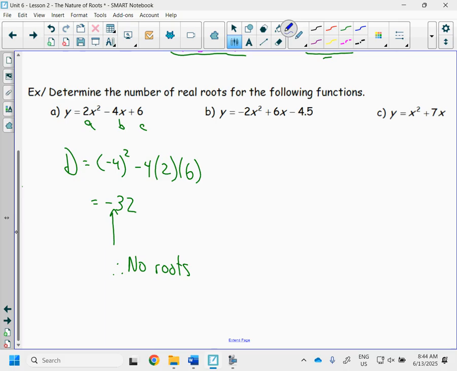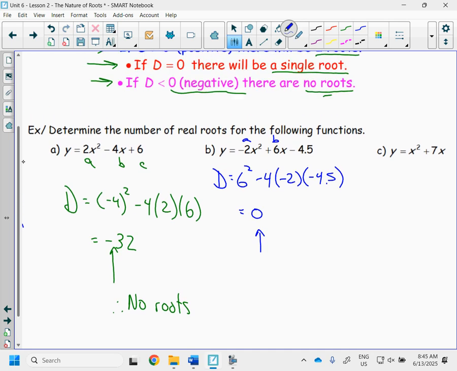We're going to do the exact same thing. We're going to discriminate. So b squared minus 4 times a times c. What's that? Typed in our calculators, and I got exactly 0. What does that mean? Well, from our list up above, exactly 0 tells me I have a single root.